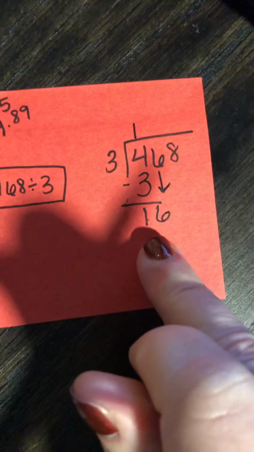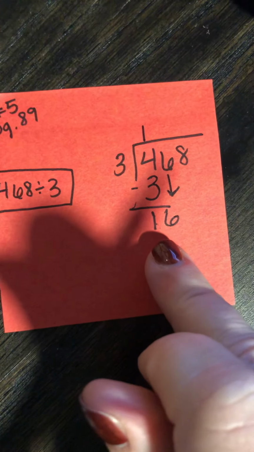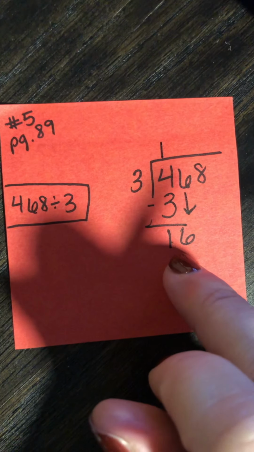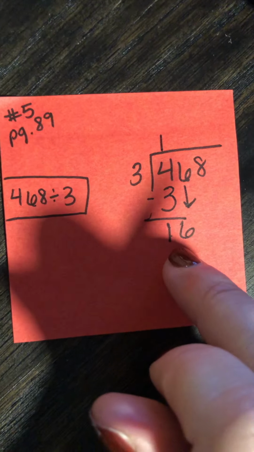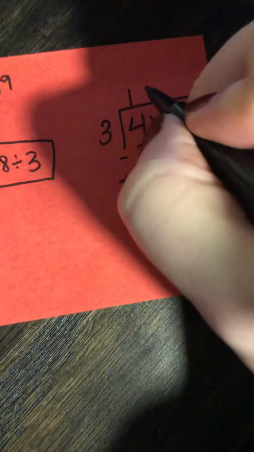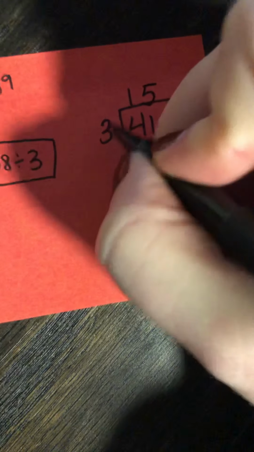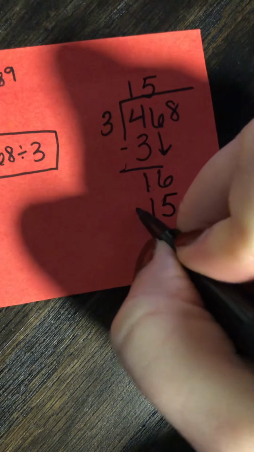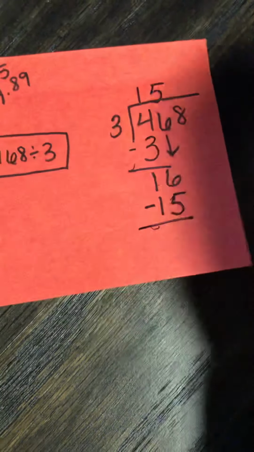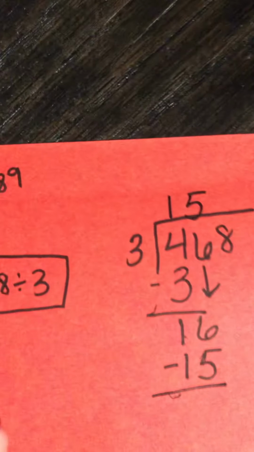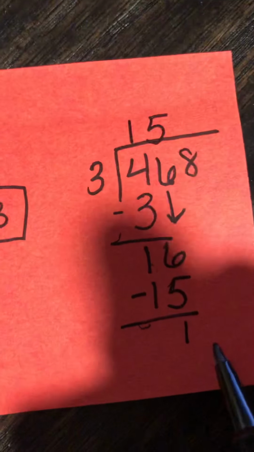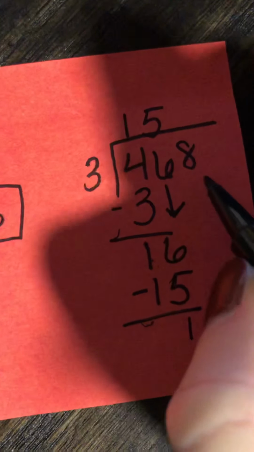So how many times does 3 go into 16? Well, 3 times 4 is 12, which is pretty close, but can it get closer? 3 times 5 is 15. Yep, that's the closest. So 3 times 5 is 15. Write my 15 down below. And now I subtract. 16 minus 15 is 1. Because 1 is less than 3, I'm good.